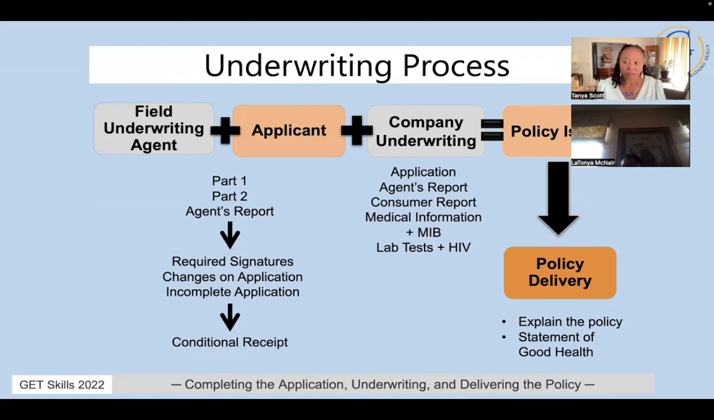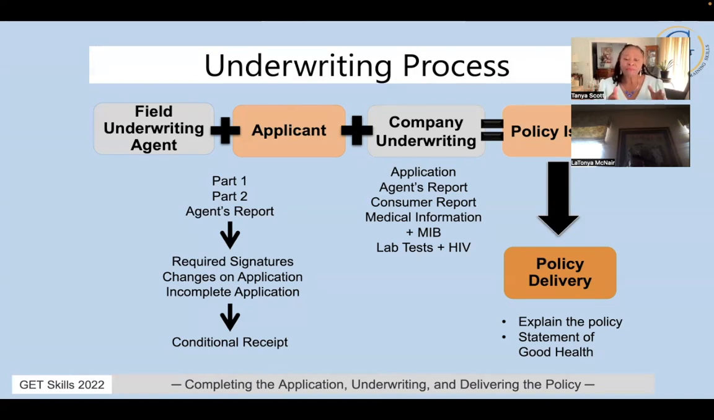Then they're going to have maybe questions in reference to the word representation. Representation is what the applicant tells you. It's just a representation. It's not factual. It's to the best of one's knowledge. And then we're going to deal with this whole underwriting process. They'll probably have questions here.